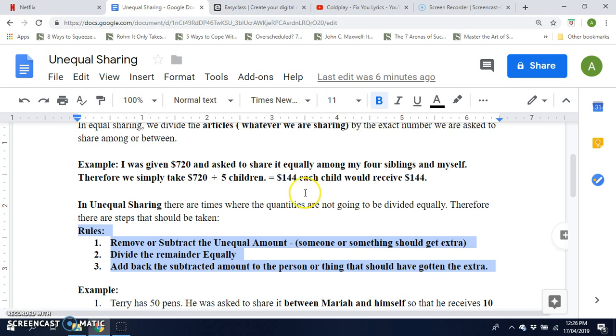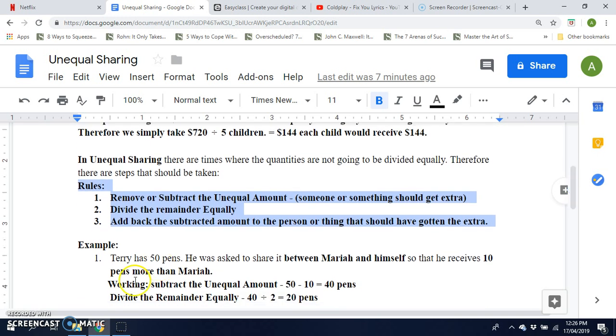So if I say take out an extra 20 here, then you have to remove that 20 first from 720. Therefore, you will have a remainder. After you remove the unequal amount, or the extra for the person, divide the remainder equally among however many people you are dividing. And then whoever has to get that extra amount, you just basically give them the extra. Now, if you don't understand those steps, although they are very simple, look at the example and look at the application. Look at how I apply these steps.